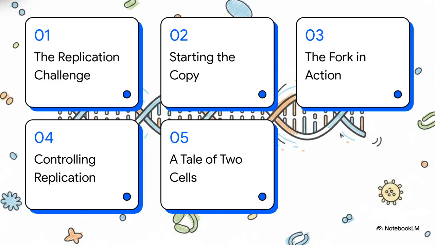So here's our game plan. We've broken this down into 5 parts. We'll start with the replication challenge itself. Then we'll walk through how the whole process kicks off. We'll see the machinery in action, understand how it's all controlled, and then finally, we'll compare this bacterial system to what happens in more complex cells like ours.